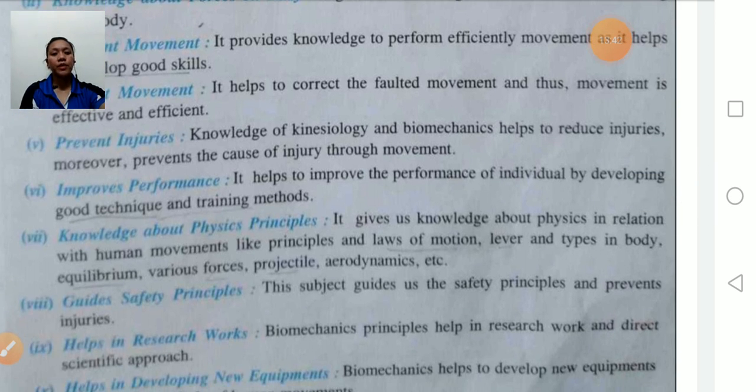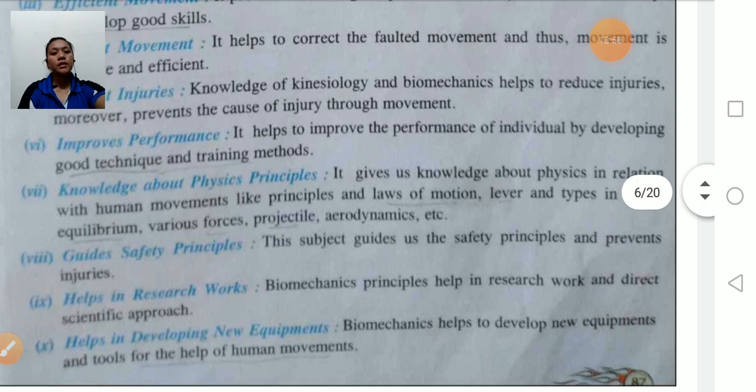Prevent injury. If we know about the movement, then we can reduce injury. Moreover, we can also prevent injury by correcting our movement. Improve performance. It helps to improve the performance of the individual by developing good technique and good training methods. If we develop good technique and good training methods, it will help to improve performance.